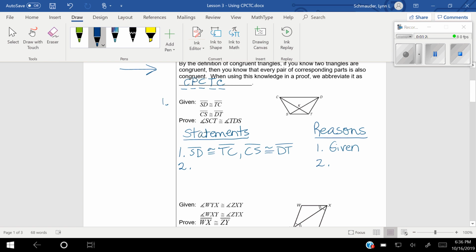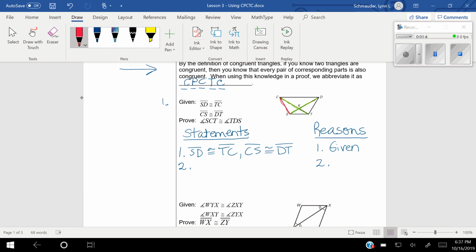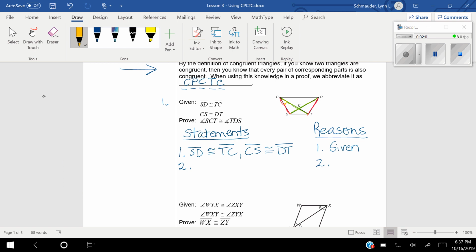right here, we're given that SD, so I'm going to highlight these things that are congruent, SD is congruent to TC, and CS, this piece over here, is congruent to DT. And what are we trying to prove? We're trying to prove that angle SCT, this little angle right here, is congruent to this little angle over here, angle TDS.